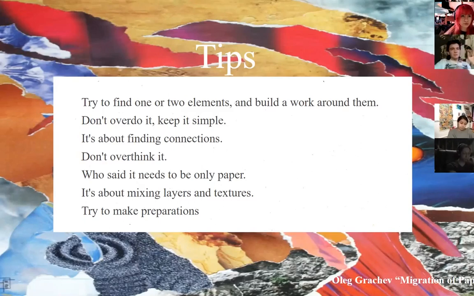And again, no restrictions on materials. Who said it needs to be only paper? No one. Fuck them who say it. It's about mixing layers and textures. I guess you guessed it, but something like this should be stated. You could cut stuff, layer edges, layer strict geometric shapes with less geometric shapes, like in the background. You can see the image was ripped, not cut. You could do a lot of stuff with it.